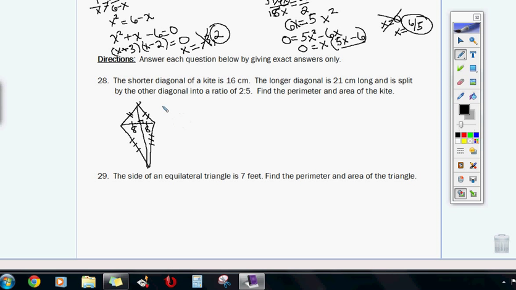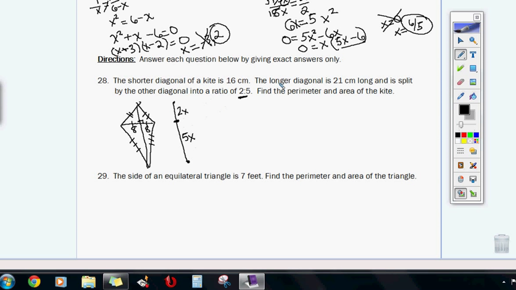And then honestly, for that long diagonal, I'm going to think about it kind of like this. I'm going to draw a little diagram here to kind of show you. It says it's in the ratio of 2 to 5. So one way to think about it is, all right, 2x and 5x. We can think of it like that, split into that ratio.